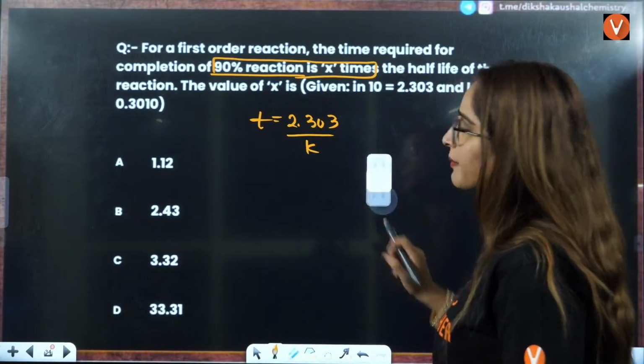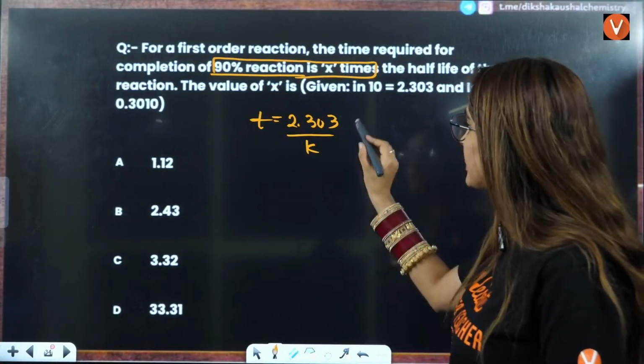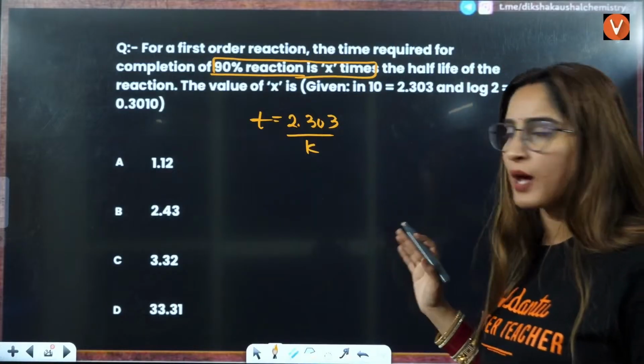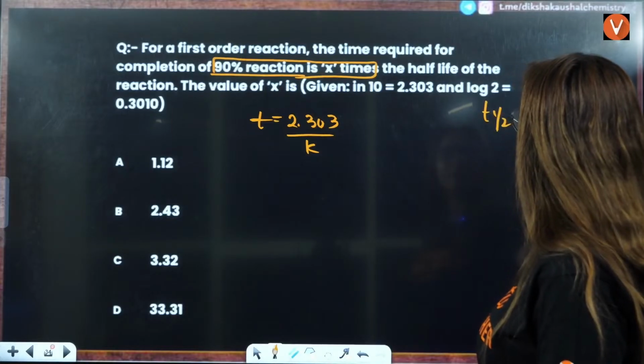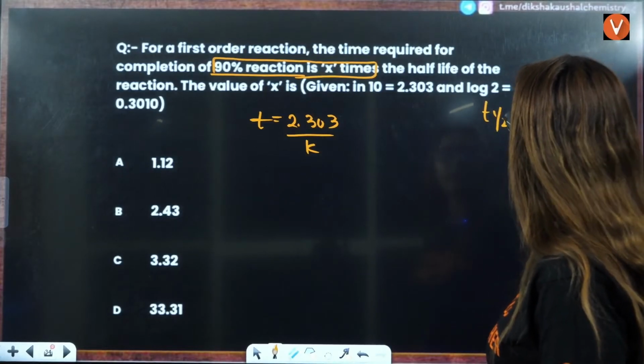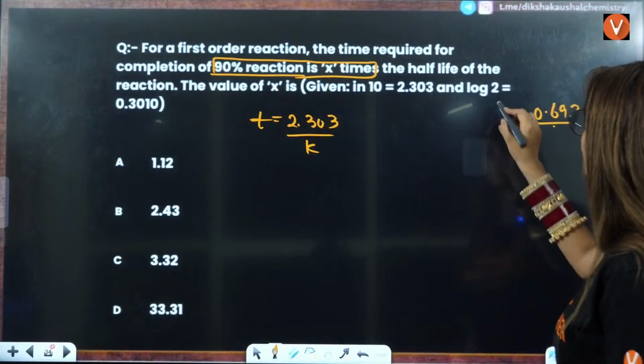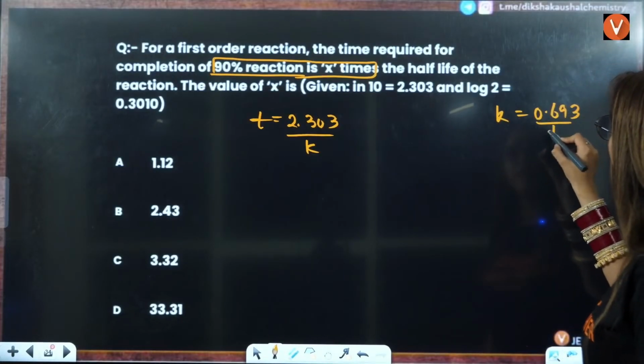Log 10 is nothing but 1. Okay, log 10 to the base 10 is 1, right? We know that t half is equal to 0.693 divided by k. So k will be equal to 0.693 divided by t half.